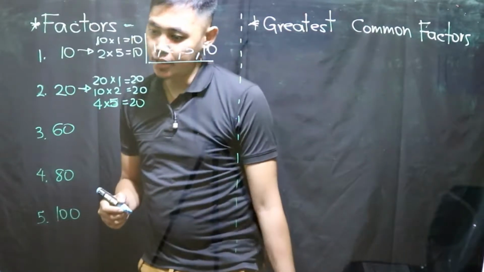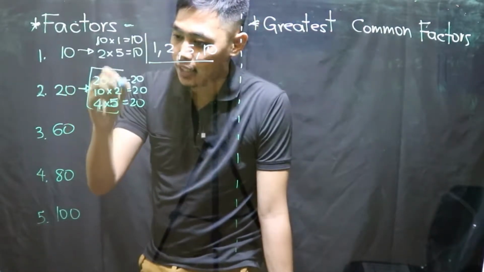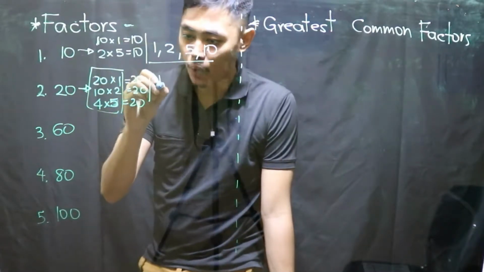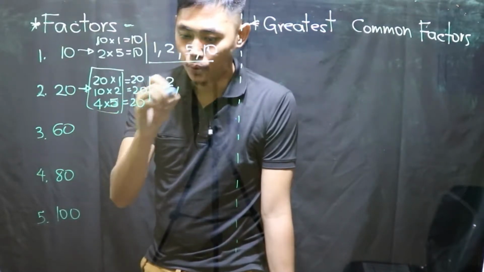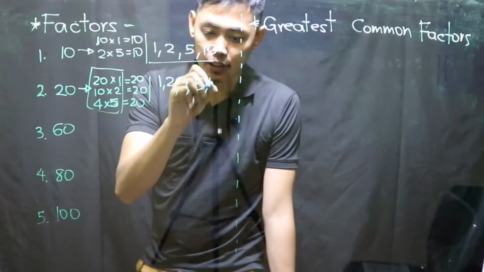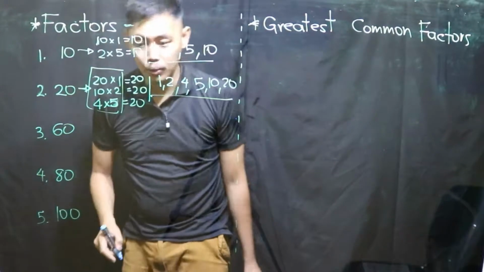Another number, 6, 7, 8, 9, 10. There's none. So all of these numbers are factors of 20. The factors of 20 are 1, 2, 4, 5, 10, and 20.